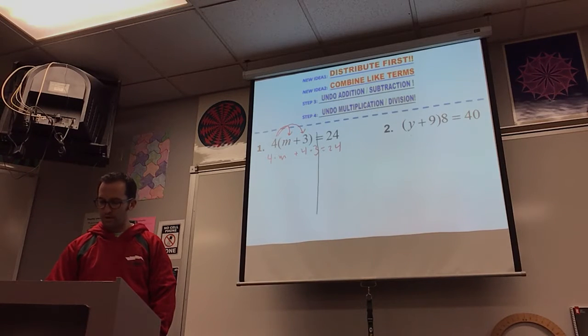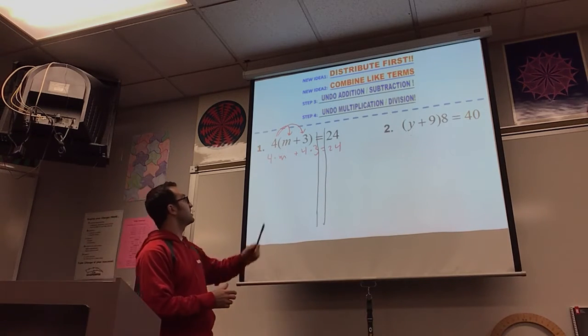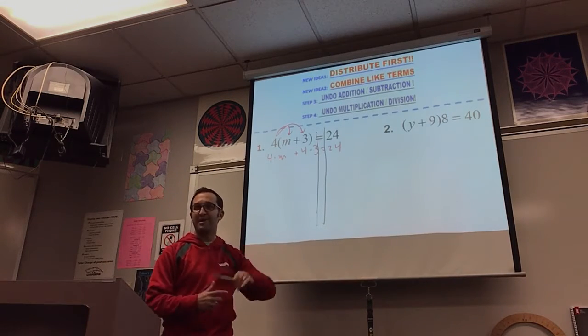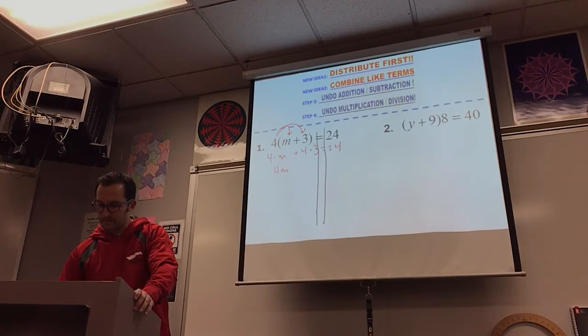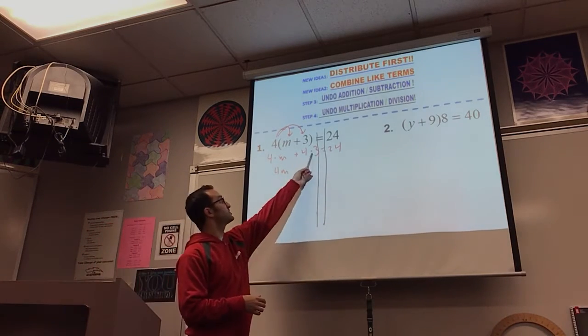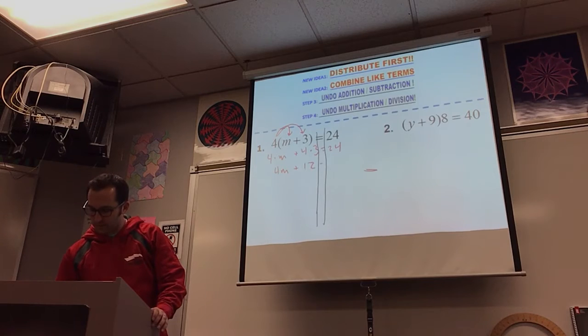So sorry, I should have drawn my wall first. And now we need to combine like terms, right? So I did the distributive property, I need to combine, so I need to finish multiplying, right? So 4 times m is 4m. Positive 4 times 3 is positive 12, and then I've got 24.